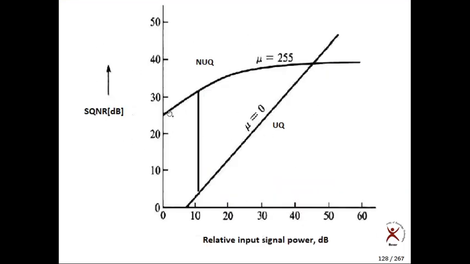Now, this graph tells us the difference between the uniform quantizer and the non-uniform quantizer. It is a graph between the relative input power in dB versus SQNR. If you take a uniform quantizer, for low input power there is low SQNR, and for high input power there is high SQNR. That is not at all good. In the case of the non-uniform quantizer, the SQNR is almost independent of the input signal power, more or less a constant. So that is highly desirable.